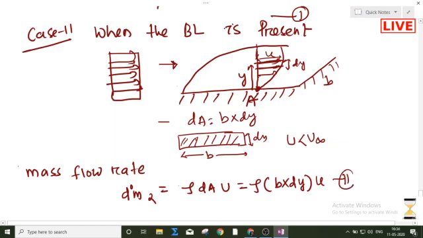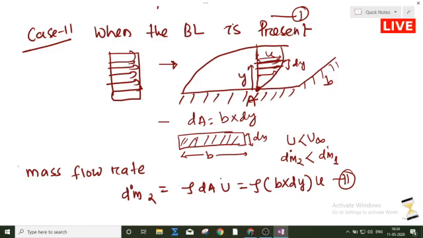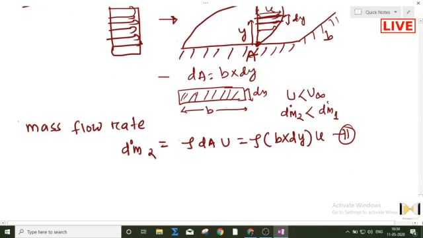This is equation 2. Now, as u is less than u infinity, you can observe one point: this mass flow rate will be less than the mass flow rate 1. Why is there a reduction? Because of the formation of the boundary layer. So the mass flow rate in the second case will be less than in the first one due to the formation of the boundary layer. If you subtract equation 2 from equation 1, what do we get? That is the reduction in mass flow rate. We have to find out the reduction in mass flow rate.